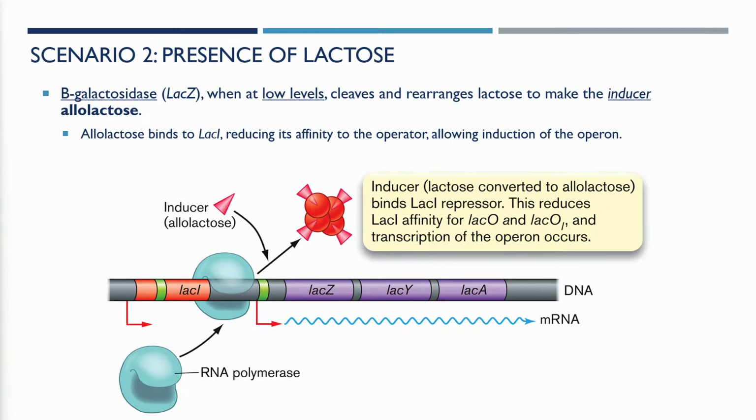When you have low levels of beta-galactosidase, so this lac-Z, but you have lactose, but you have low levels of this enzyme that's supposed to cleave it, then you have lactose converted to allolactose. So then the beta-galactosidase can cleave and rearrange the lactose to make this inducer molecule we're calling allolactose. And so allolactose binds to the lac-I repressor and reduces its affinity to the operator and then allows induction of the operon. Does that make sense?